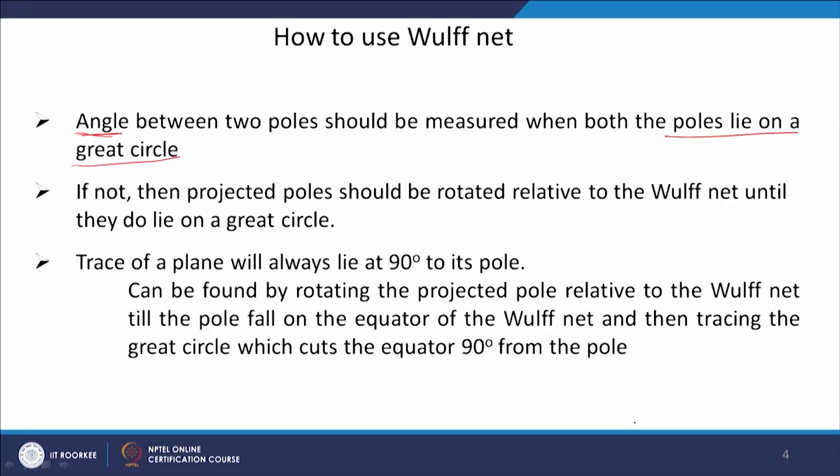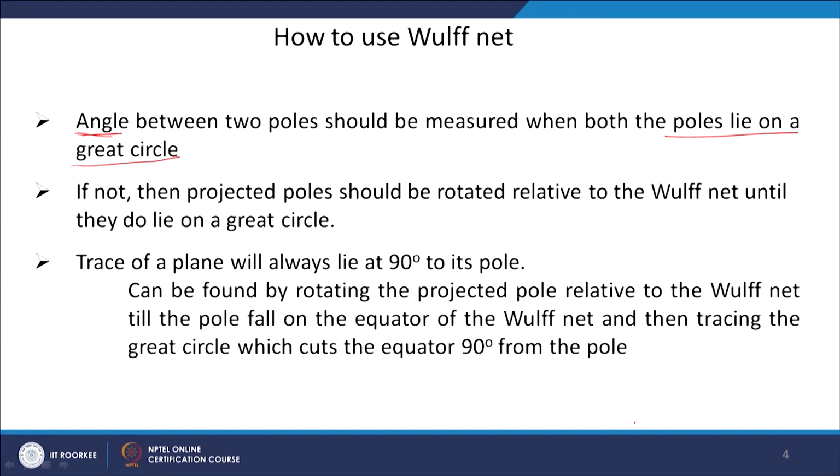So, if we want to measure the angle between any two poles, we have to measure it on the great circle only. Suppose there are two poles such that they are not falling on a great circle, I can always rotate the Wulff net or my projection relative to each other. That is allowed, there is no harm in that. I can always do a relative motion between them, and by doing that I am bringing both these poles onto one of the great circles. And the third point is that the trace of a plane will always lie at 90 degrees to its pole.